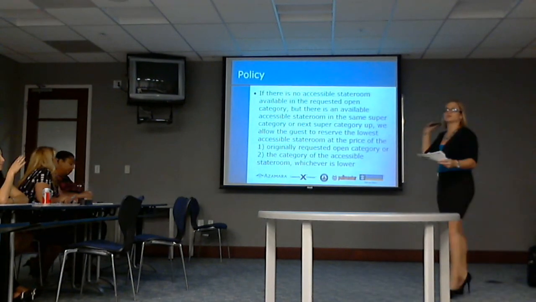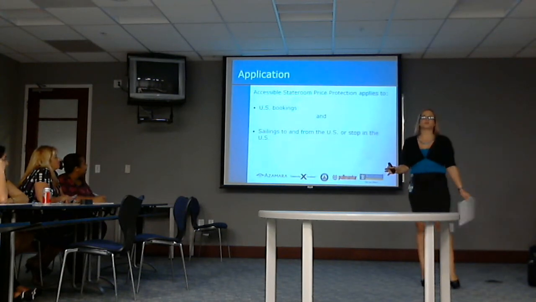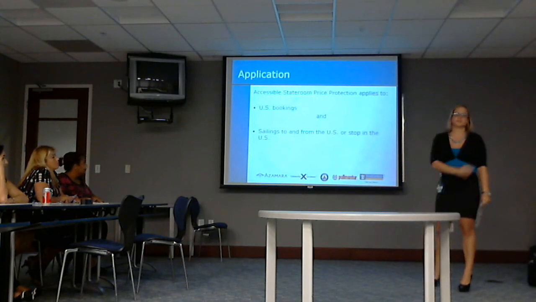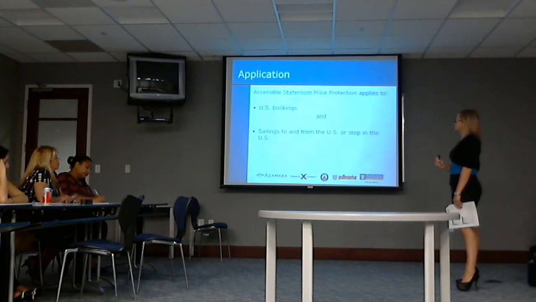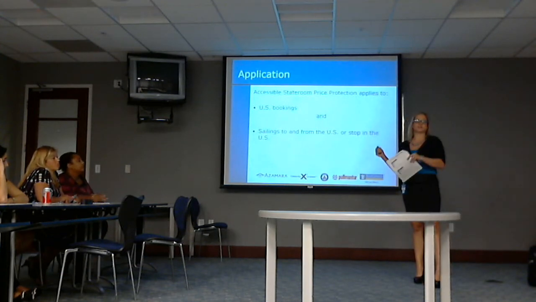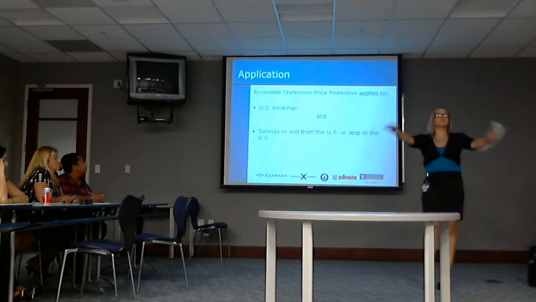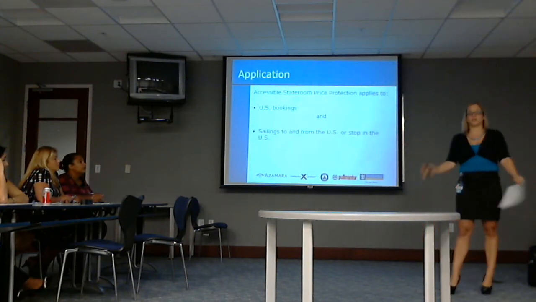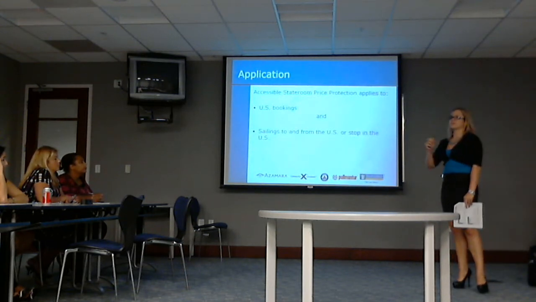Alright, I'm going to continue to go through here. Accessible application, important, okay? Do not do this for Spain or anything, okay? We're looking at the accessible statement: price protection applies to US bookings and sailings to and from the US or that stop in the US, okay? So what would be an example of one that this does not apply to? Europe, Mediterranean, Rome. It makes sense, it's a US law. All those scenarios, this is not going to count. It needs to be a US booking, okay? And it needs to be a US sailing where they stop in the US, okay?